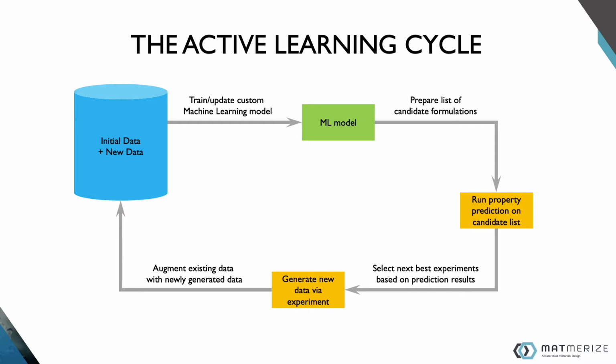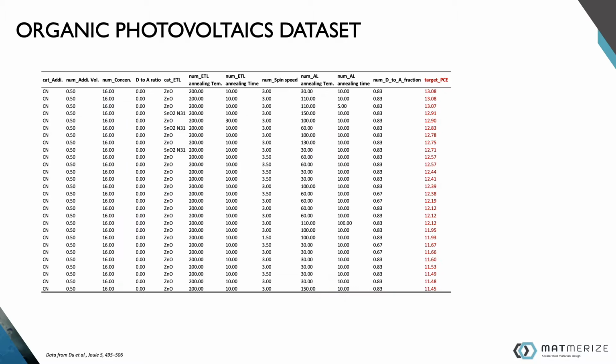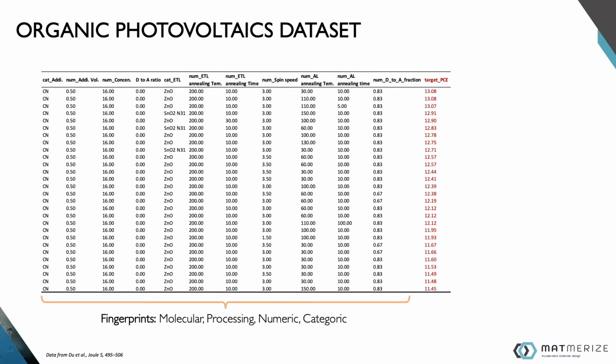The example we'll look at today will focus on how to use active learning to improve the performance of a model. We'll be using a dataset on organic photovoltaic materials found in literature. This dataset contains several fingerprint variables, including molecular and processing parameters. The dataset also contains the target property, which is the power conversion efficiency, or PCE. This is the property that we'll be interested in predicting.